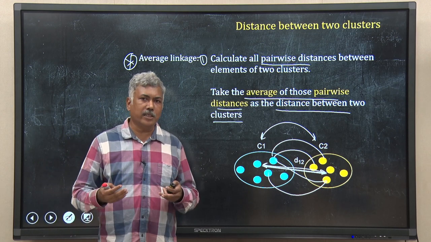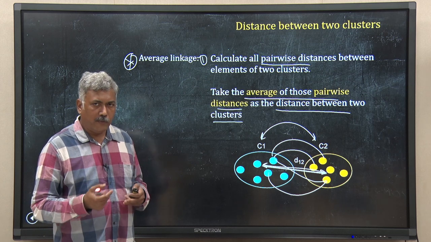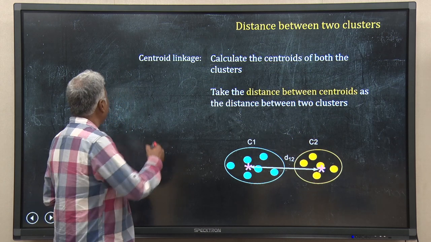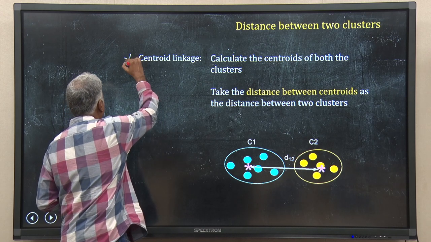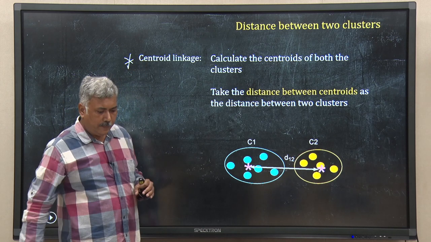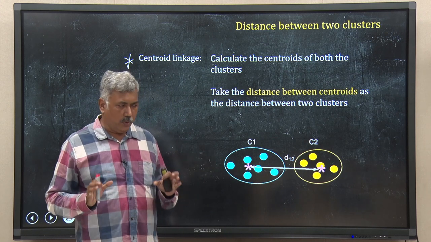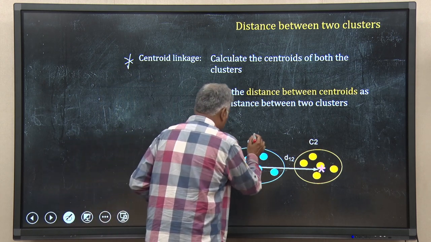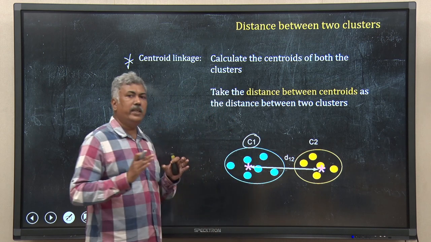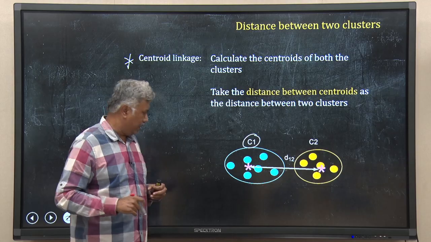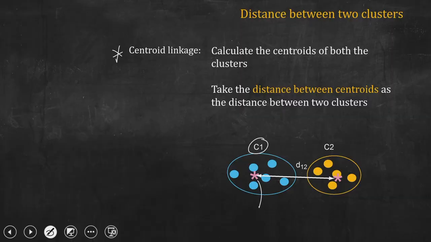The last distance measure is a bit different from the other three that I have discussed till now. That is called centroid linkage. What are you doing here? You do not calculate any pairwise distance. What you do is take cluster 1, the data of that, and calculate the centroid of that. That means the mean position, the center of that cluster. So, suppose that is this pink star. You do the same thing for cluster 2.